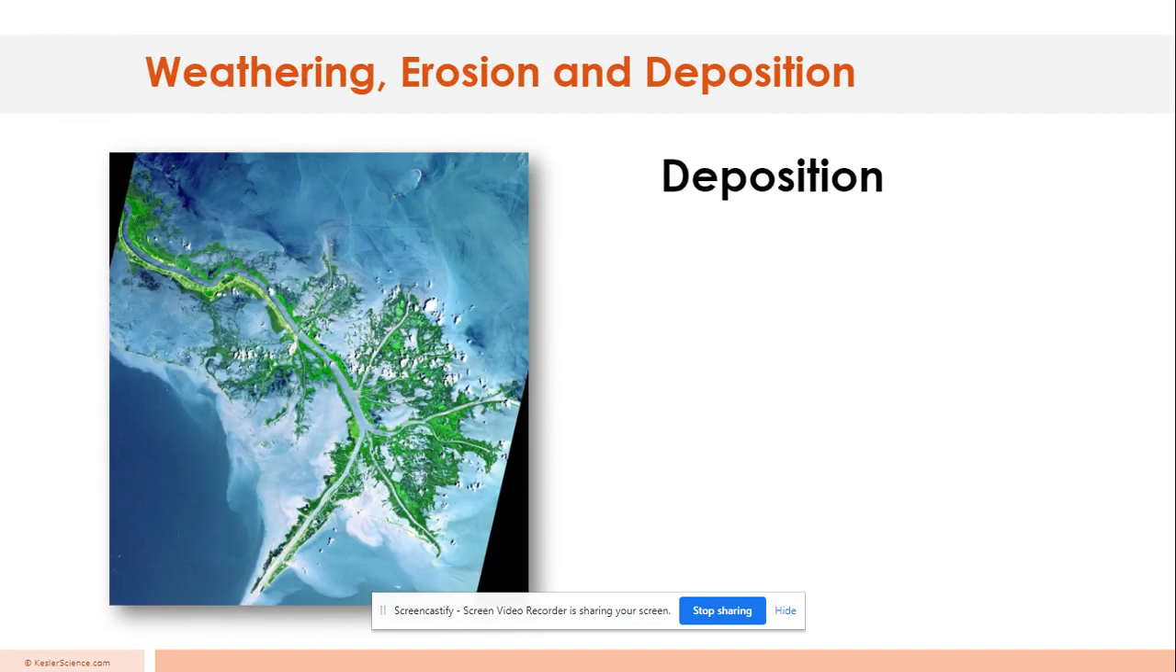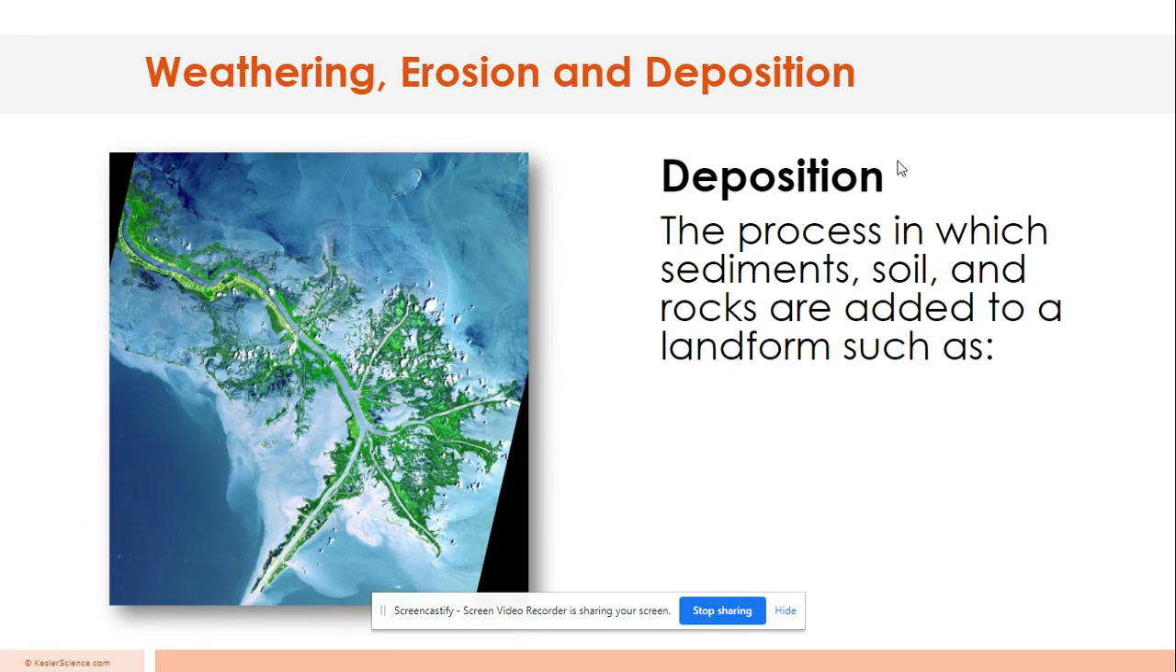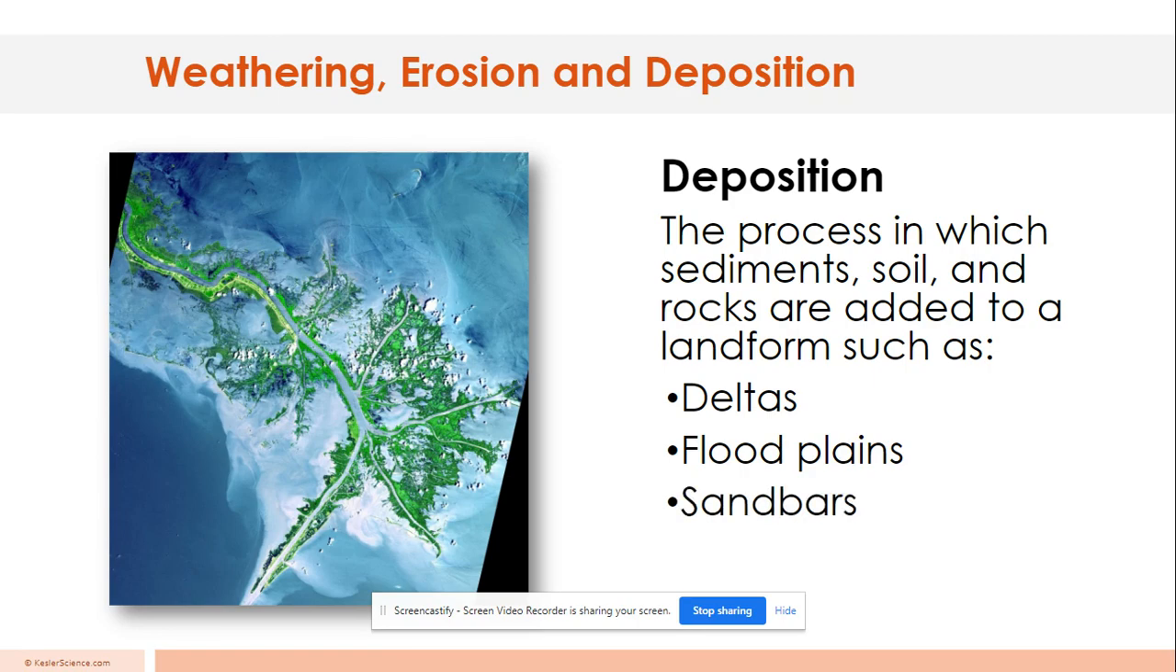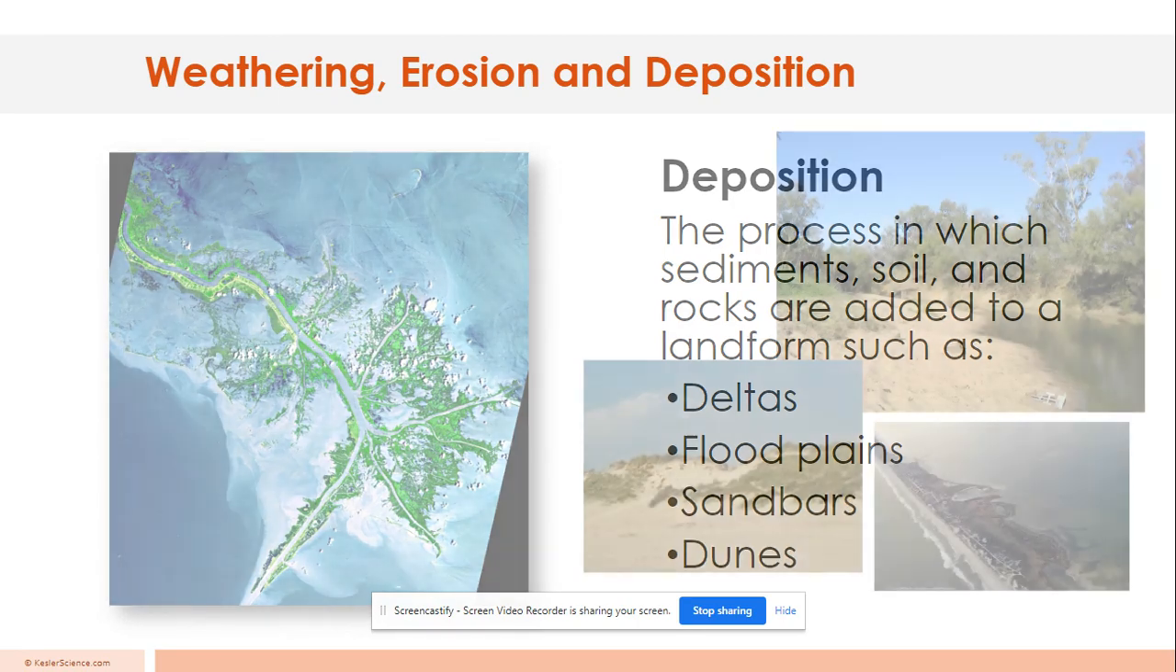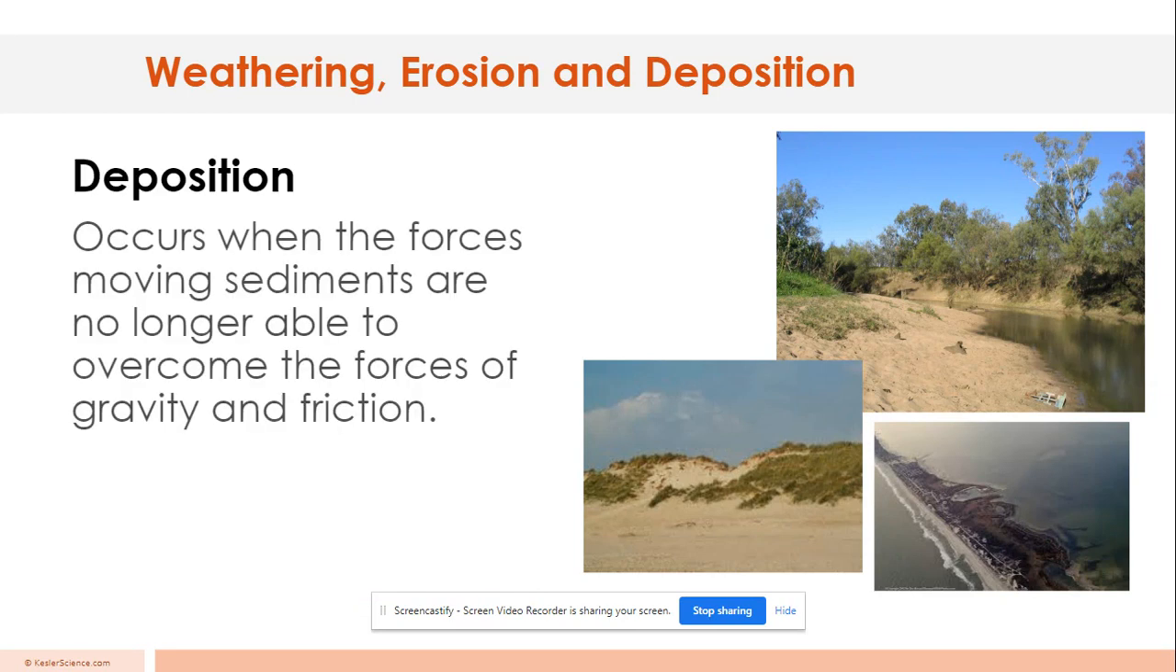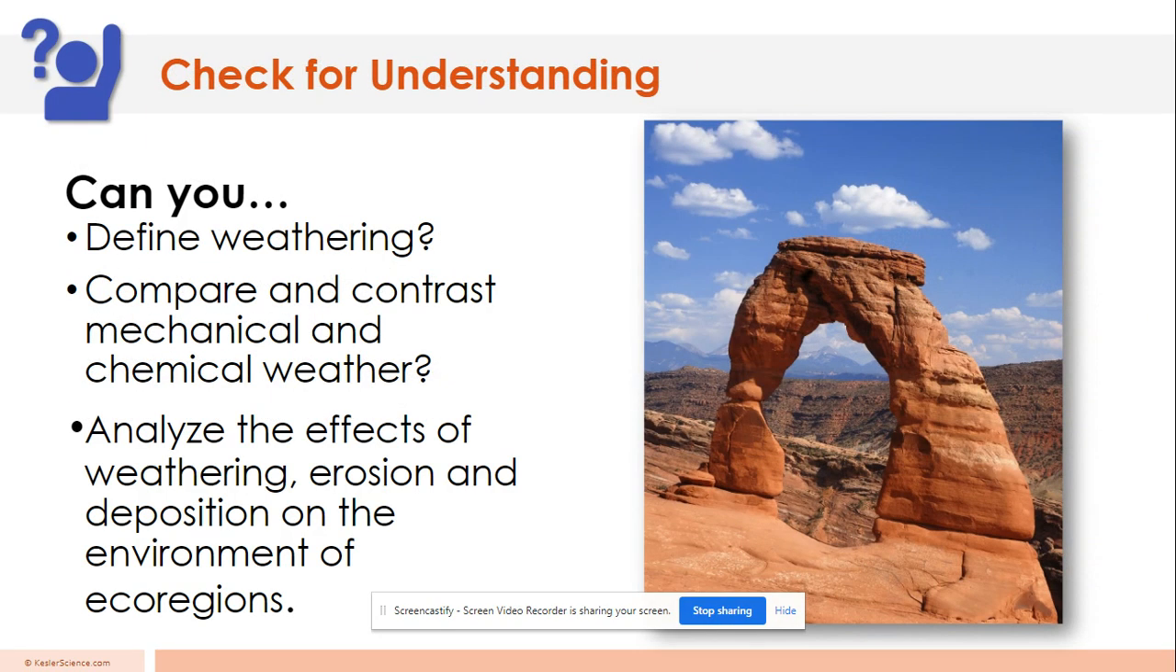In addition, deposition, as you can look over here, it looks like maybe a green leaf, but we're looking at the Earth from space. And this has all been deposited, which means it's been put down. So deposition is the process in which sediments, soil, and rock are added to landforms, such as deltas, floodplains, and sandbars. Deposition occurs when forces moving sediment are no longer able to overcome the forces of gravity and friction.